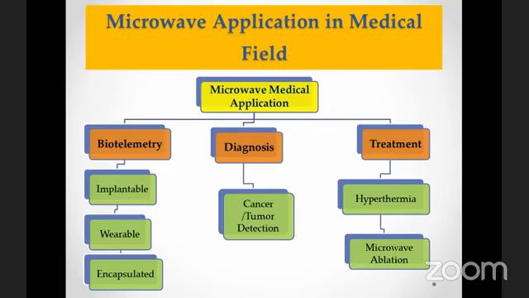Then third one is treatment, which includes hyperthermia, that is increasing the temperature of a certain set of tissues so that they die out. Microwave ablation is another method in which cancer treatment is performed.